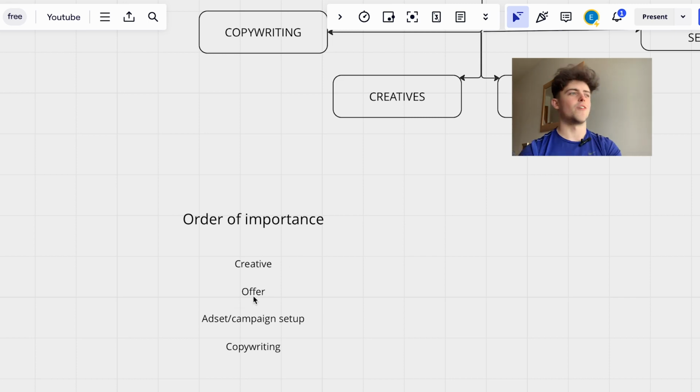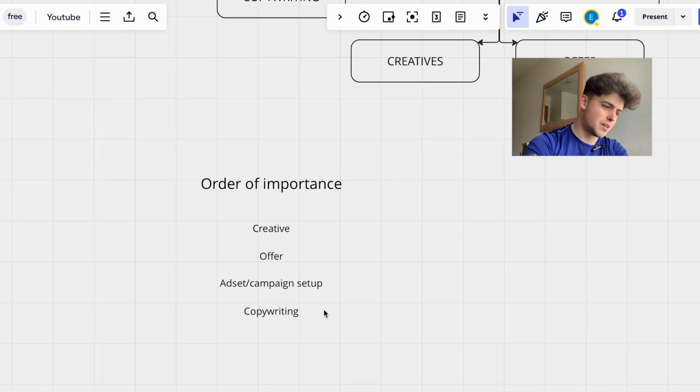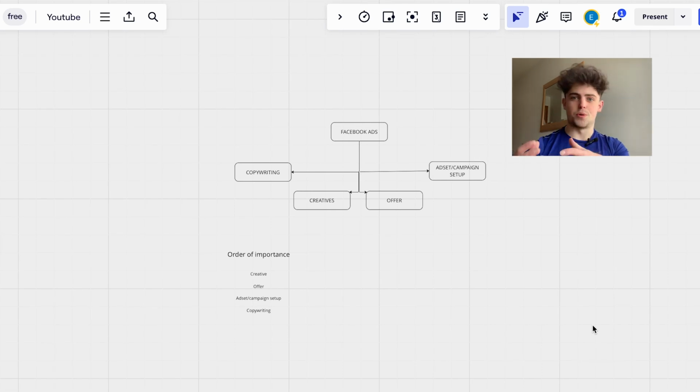Then probably your offer. Let's say you're running ads for a kitchen showroom. The offer could be sign up to get a free consultation, a free design session, even a free brochure, something like that. Ad set and campaign setup would essentially be who you're trying to target. You could do very broad targeting whereby you want to get as many leads as possible. You don't care if they're male, female, older, younger, income bracket, whatever. And then the copywriting is essentially just the caption for the post. You could say, hey, here's us at dot dot dot kitchens, come get your free design session, whatever it may be. Anyways, that is all the components of Facebook ads explained.